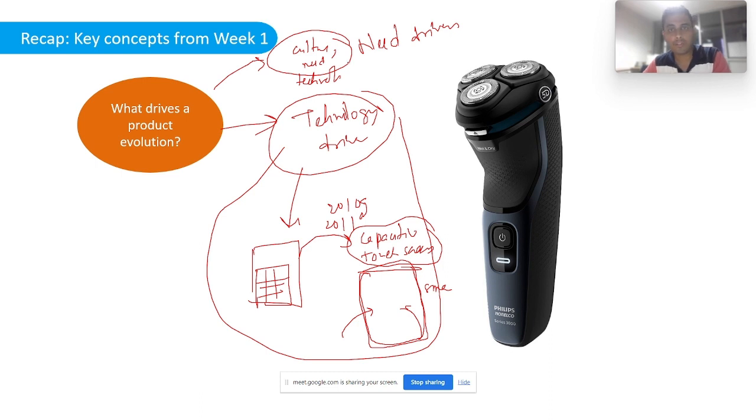Need driven, we already know: whenever there is a requirement shortfall from the user perspective, we can also have product evolution, right?